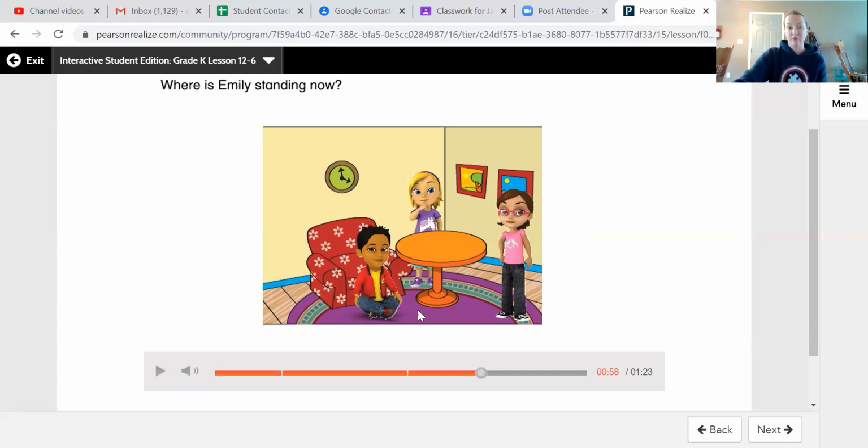Is she in front of the table? No. Is she behind the table? Yes. Let's see if we are right. Now Emily is standing behind the table. Who is sitting in front of the chair? The boy is sitting in front of the chair.